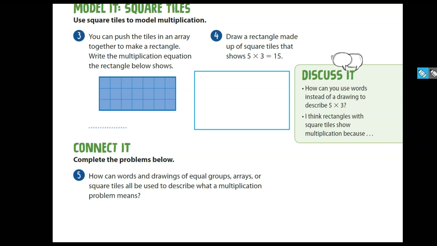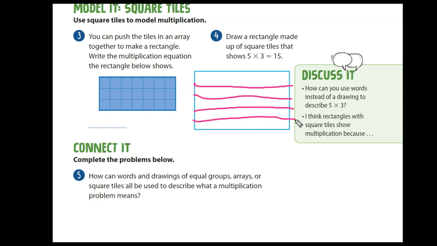Look. 1, 2, 3, 4, because that makes actually 5 rows. Look. 1, 2, 3, 4, 5. Okay. And then how many columns do I need? 3. So I'm going to use just 2 lines. Look. 1, 2, because that makes 1, 2, 3.